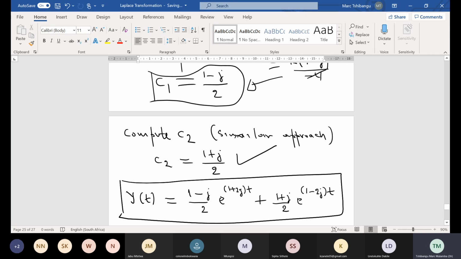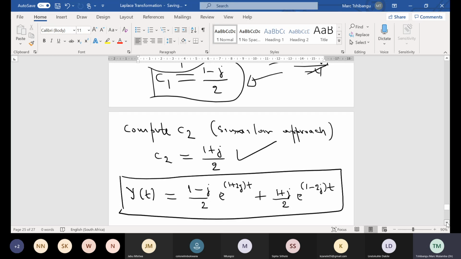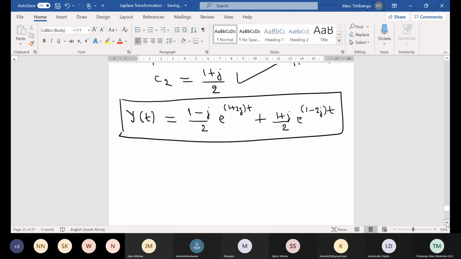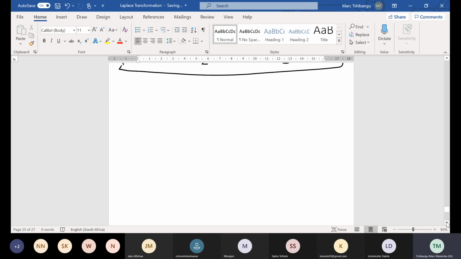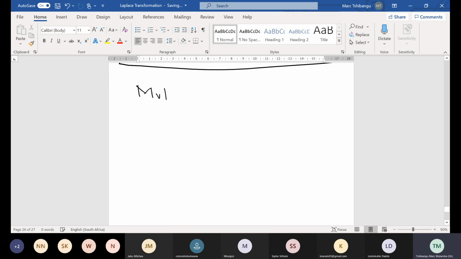Last one, we're going to look at multiple roots. So we've looked at distinct real roots, distinct complex roots. Now we're going to look at multiple roots of our characteristic equation. Next one and last for the day. Multiple roots of P of s, which is our characteristic equation.